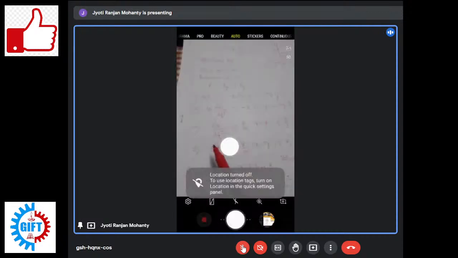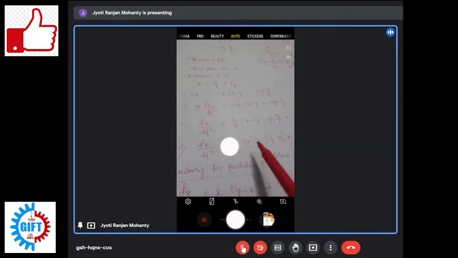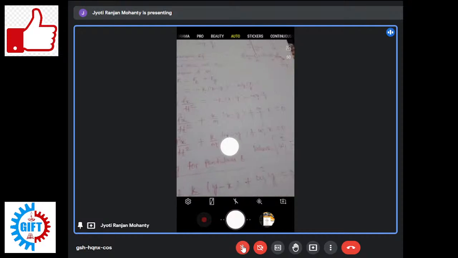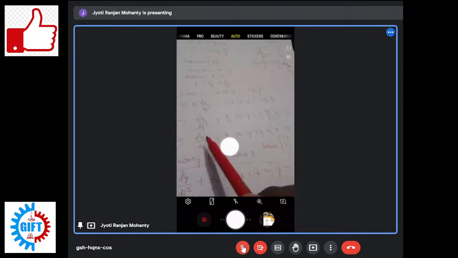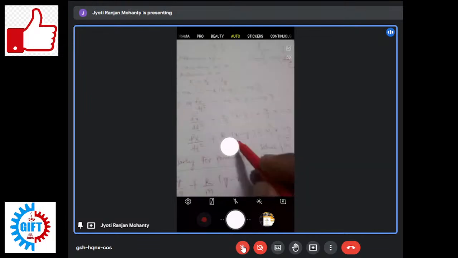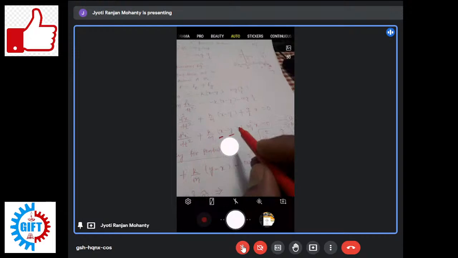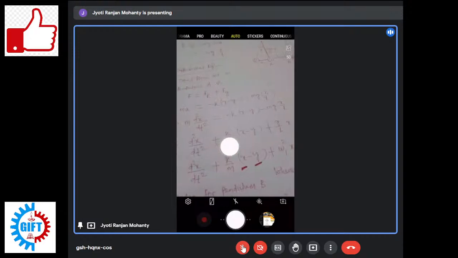So for pendulum A, your equation is d square x by dt square plus k by m into (x minus y) plus omega 1 square x is equal to 0. Okay, so you see equation 1. Equation 1 consists of two variables x and y. Similarly, we have to establish the equation for pendulum B.